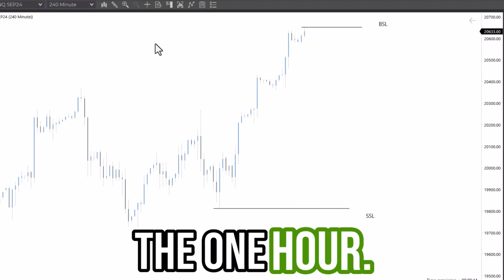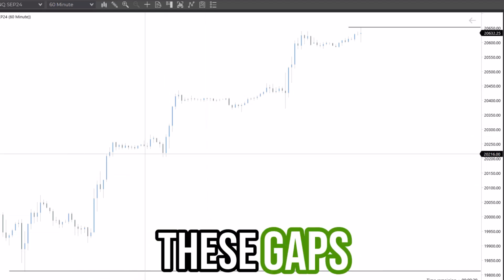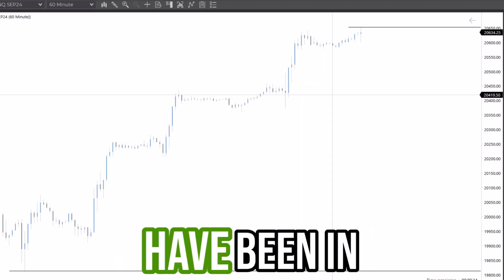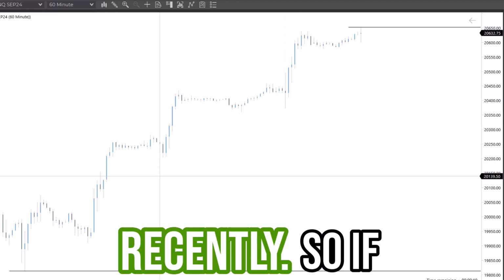Let's zoom down to the 1 hour. Now, on the 1 hour, it looks a little bit more interesting. We have all of these gaps here. It looks like easy targets for the market to return to. But then again, we have been in such a very strong buy program recently.